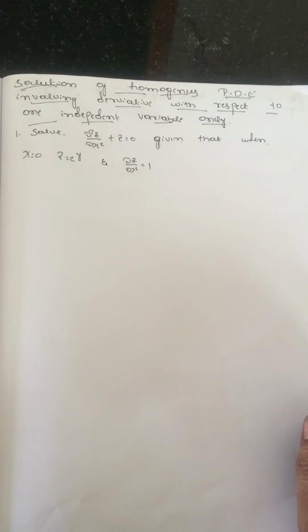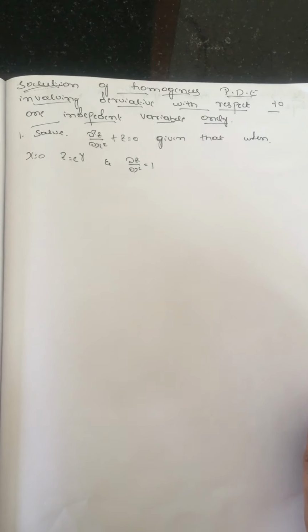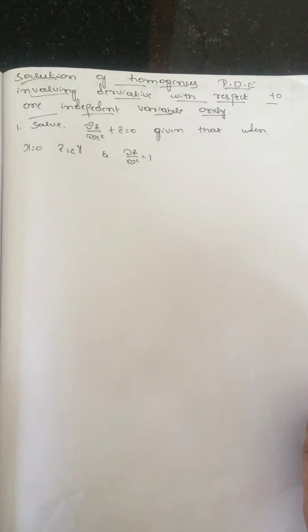Here we know that a differential equation containing only one independent variable is an ordinary differential equation. Suppose the given equation contains more than one independent variable, then that type of differential equation is called a partial differential equation.